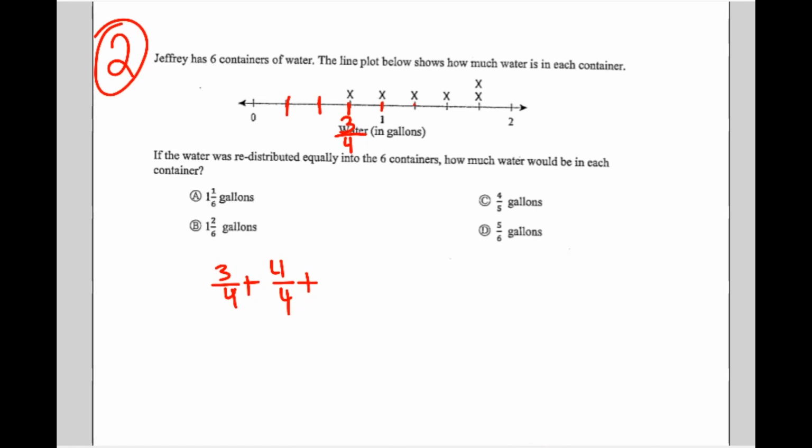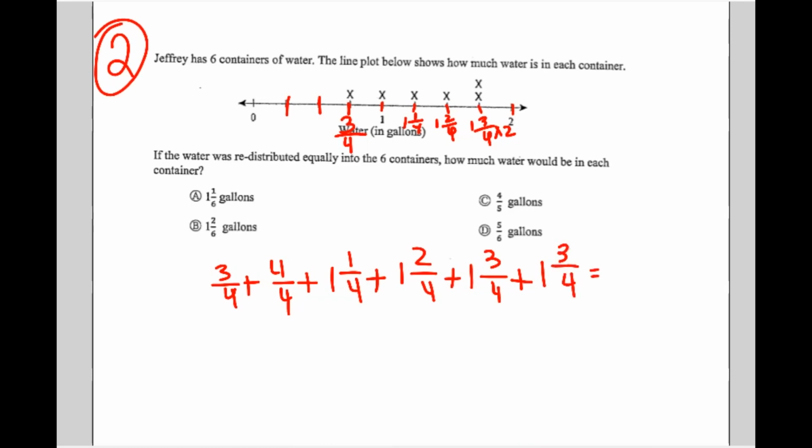Then the next one after this, I know this is a 4th, 4th, 4th. So it's going to be 1 and 1/4 here. 1 and 2/4 here. 1 and 3/4 here. And that's twice times 2. All right, so 1 and 1/4, 1 and 2/4, 1 and 3/4, and I'll just add it again, another 1 and 3/4.